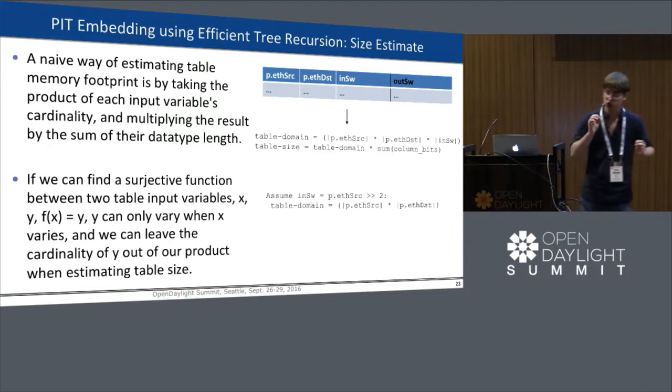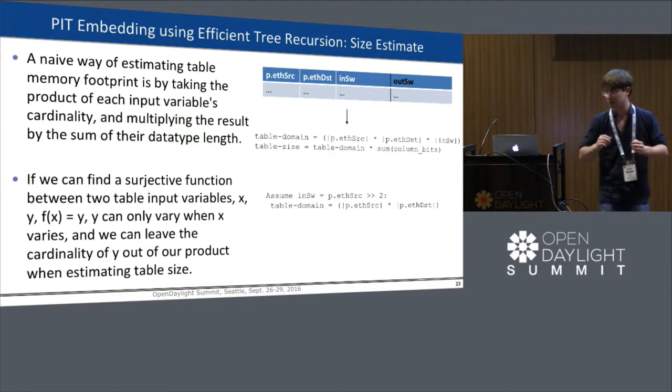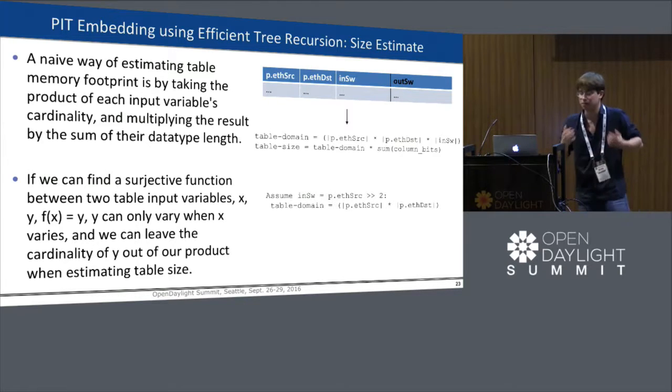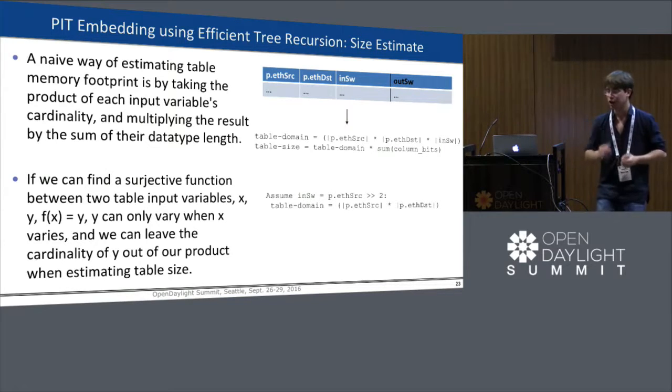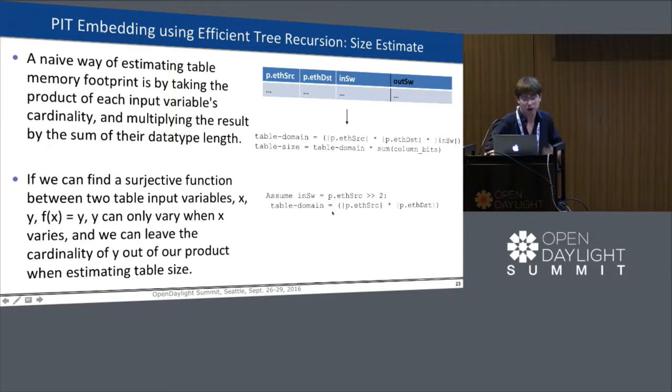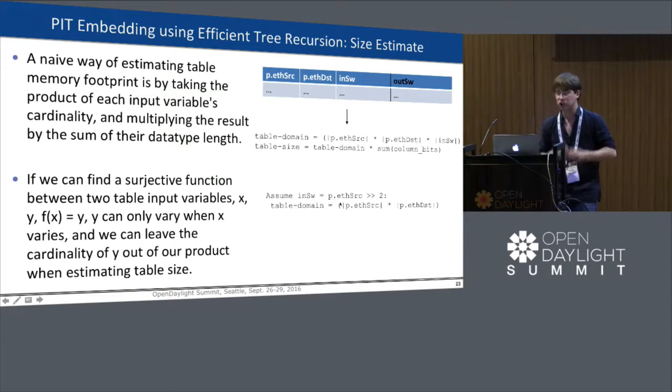One optimization here. If we can find a surjective function between two table input variables, x and y, such as f(x) equals y, this tells us that y can only vary when x varies, because f has to be a deterministic function. and we can leave out the cardinality of y when estimating product size. That is, if in-switch is some function of packet switch, which you can see above, we don't need to worry about in-switch's size when calculating the size of the table, because there will exist no points at which in-switch varies and the source switch does not.